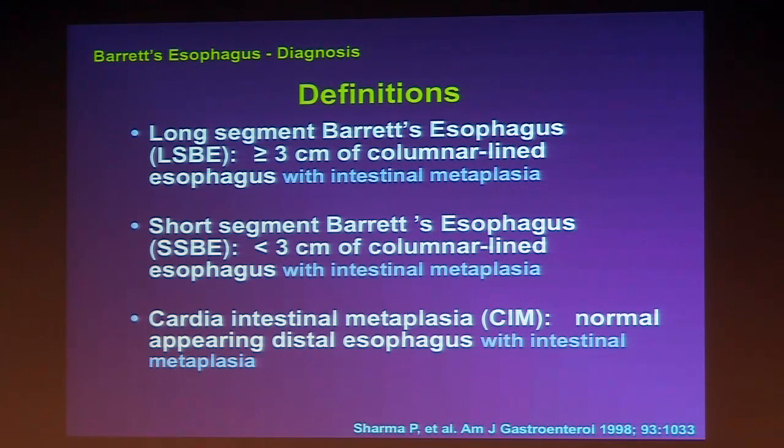One of the things you should know if you have Barrett's is whether you have long segment or short segment. That's really just based on how far up the tube it goes. If it goes up about 3 centimeters, which is just over an inch, there's 2.54 centimeters in an inch, if it's more than 3, you have long. If it's less than 3, you have short, okay?